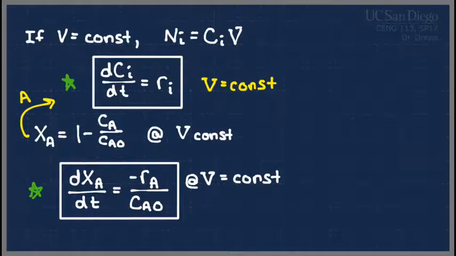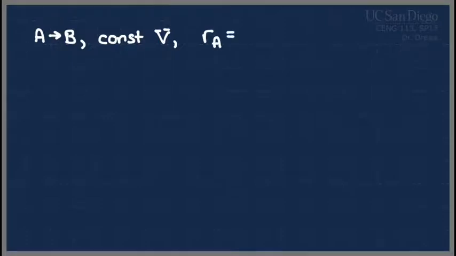What do these problems typically look like? These problems look like this. Suppose we had A goes to B, and to make our lives easy, somebody said it's constant volume. And we're told that the reaction rate R sub A, I'm leaving a little bit of space here because I'm going to add a negative sign.